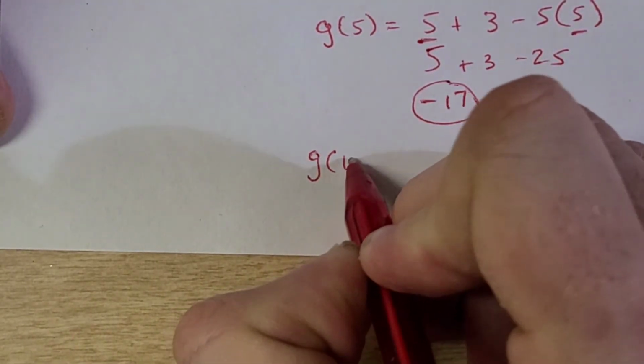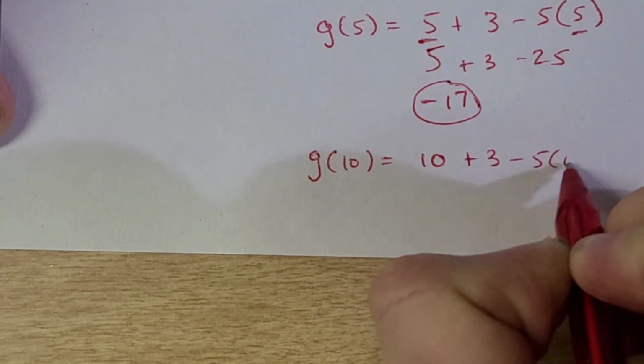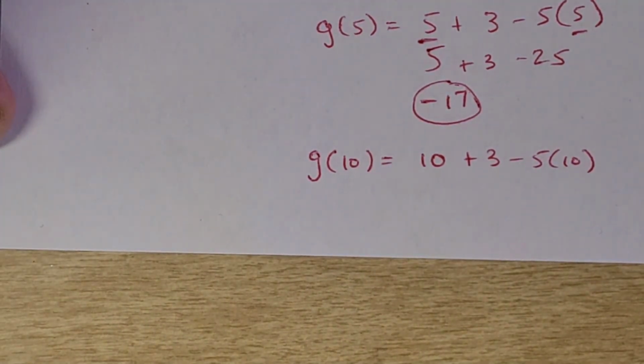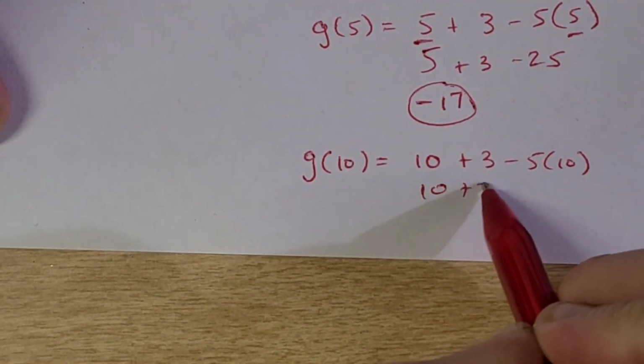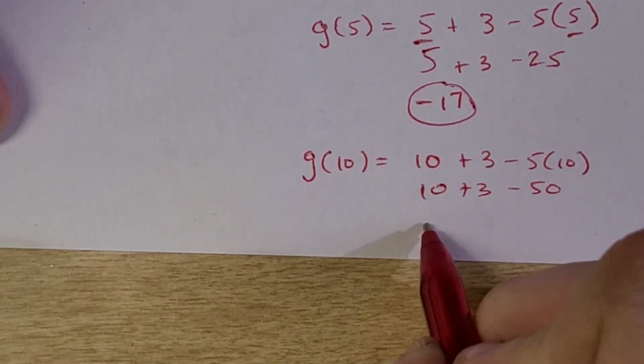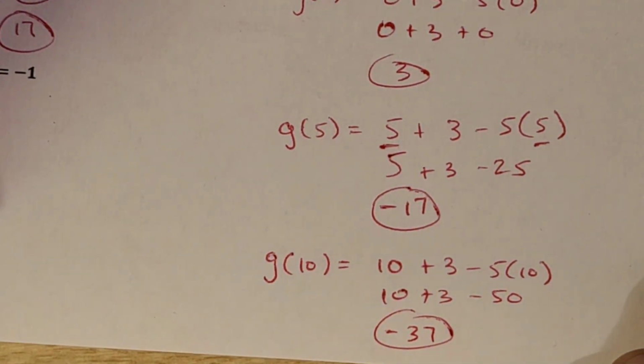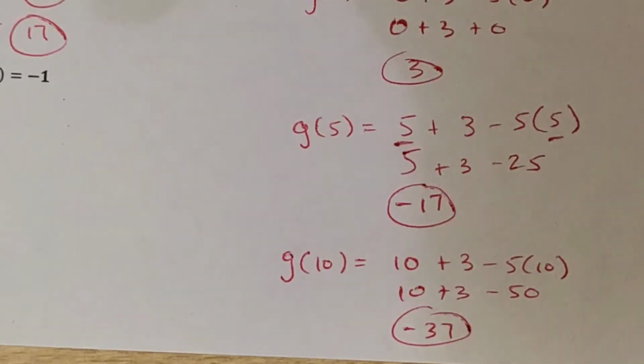And the very last one was plugging in 10. Again, I'm going to plug in 10 into the 2 different spots where you saw an x. So I've got 10 plus 3 minus 50. And that comes out to -37. So my 3 answers here should have been 3, -17, and -37.